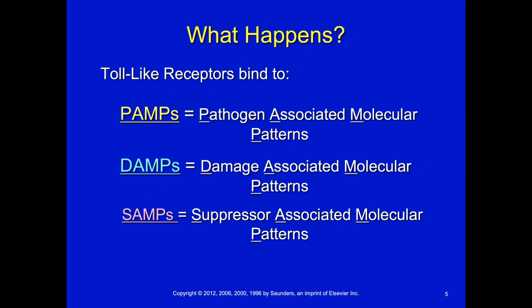So what happens? Well, these toll-like receptors will bind only to very specific molecular patterns, and they break down into 3 different types. We have PAMPs, DAMPs, and SAMPs. So I want you to just notice right away the first 2, PAMPs and DAMPs, are actually the ones that promote the inflammatory response, whereas SAMPs counteract that. And you can see it in the name, suppressor-associated molecular patterns. We're going to talk about these more in detail next.